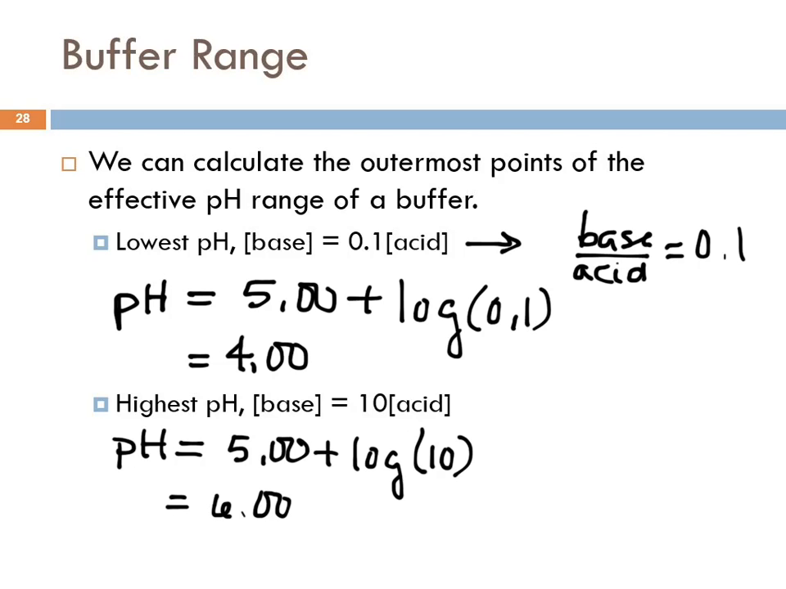Isn't that cool? I picked this 0.1, or, well, Dr. Tro picked it. I didn't pick it. This is straight out of the book. The 0.1 and the 10 come from that guideline for where the buffer is effective. If you get below a pH of 4 for this particular buffer, your ratio is going to be off and it's not going to work as well. The pH will begin to change more and more.